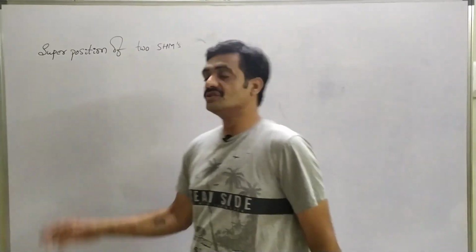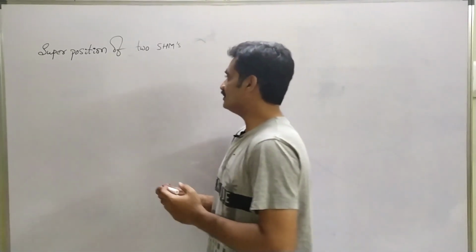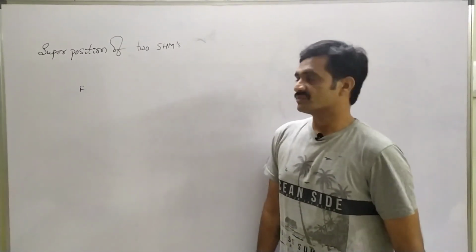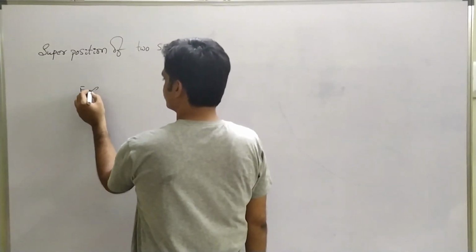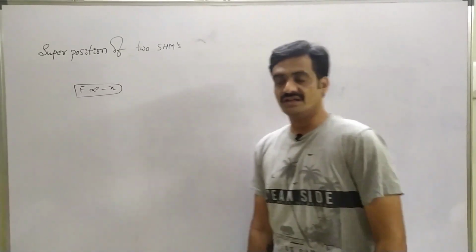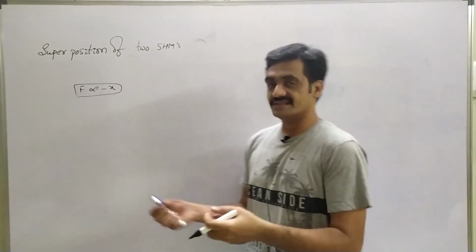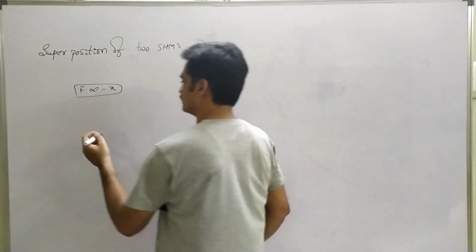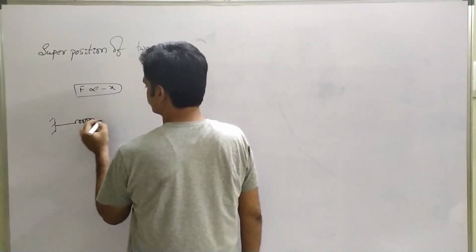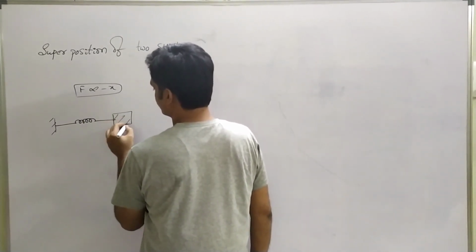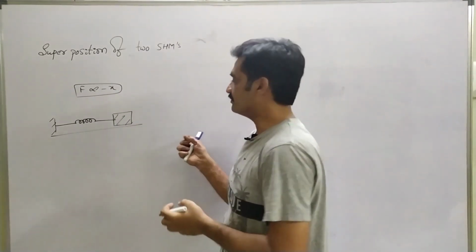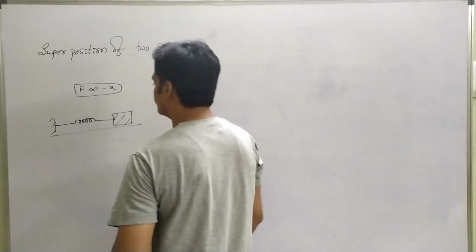Let's start this topic: superposition of two SHMs. In order to represent simple harmonic motion, we consider the force acting in the case of SHM. The force acting in SHM is directly proportional to the displacement in the opposite direction: F is directly proportional to minus x. So if you consider a spring attached to a body, as you drag this body by applying a force, it starts oscillating in simple harmonic motion.